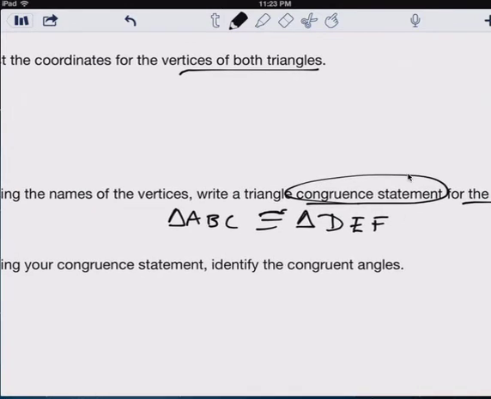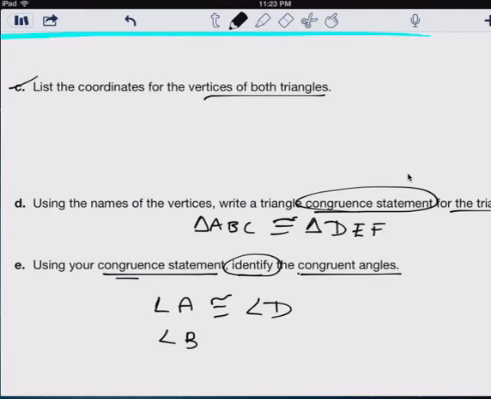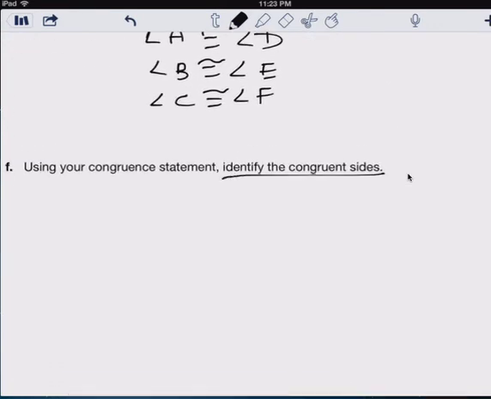Using your congruency statement, identify the congruent angles. So angle A is congruent to angle D, angle B is congruent to angle E, angle C is congruent to angle F. Okay? List the sides.